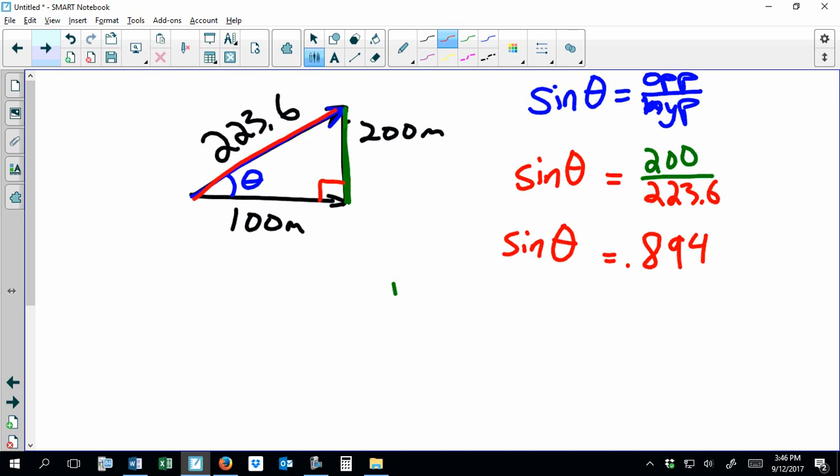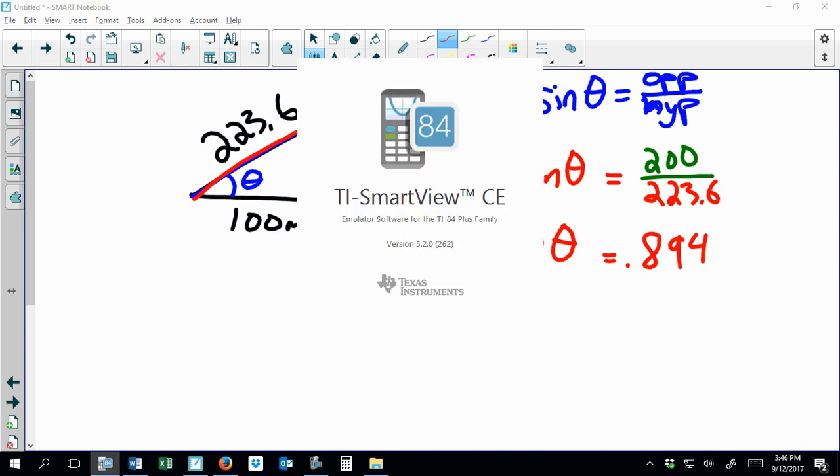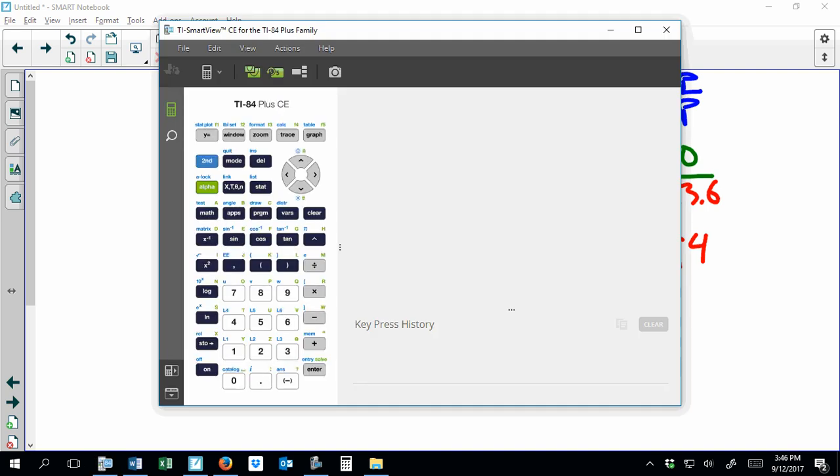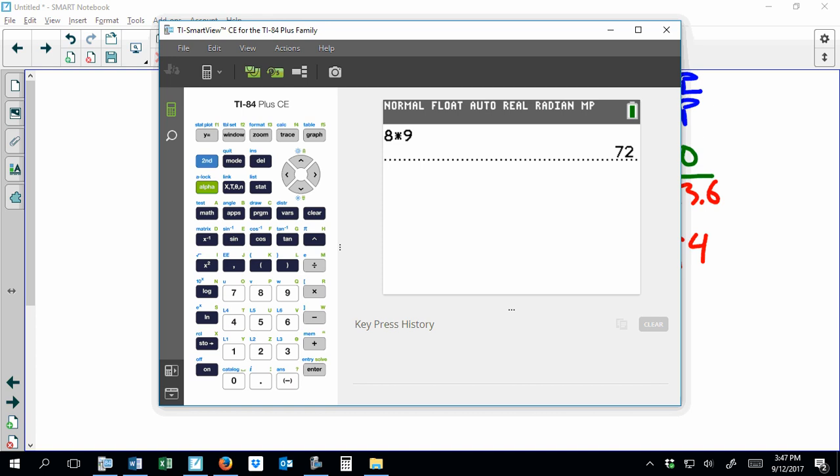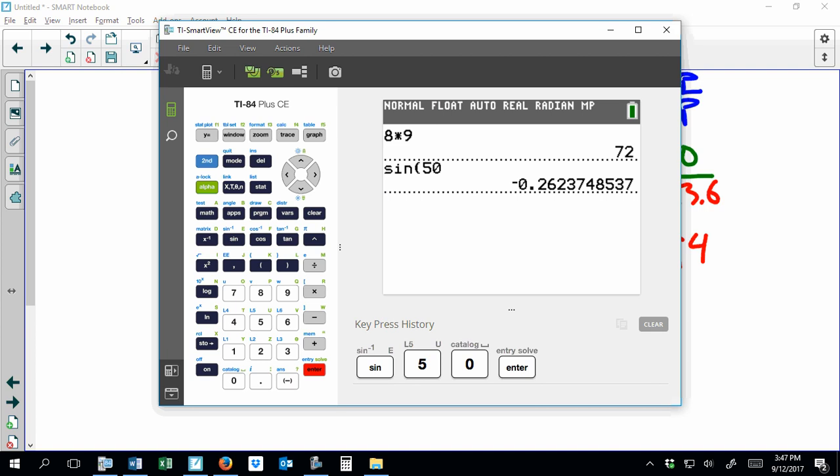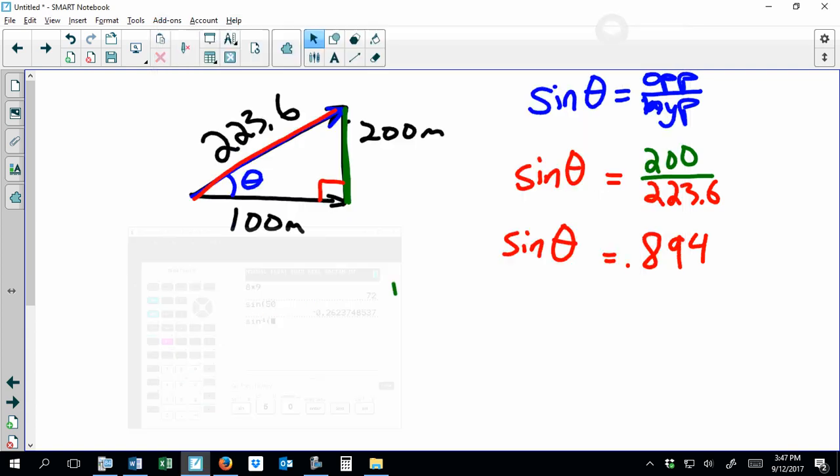We have on our graphing calculators, or on most scientific calculators, an inverse sine, inverse cosine, and inverse tangent. If you have a TI calculator, which is what I have, right there is sine, and if I do 50 maybe, the sine of 50 is some value. But if I want to do the inverse sine, which is what I want to do, I hit second and then sine. So I'm going to go back here.